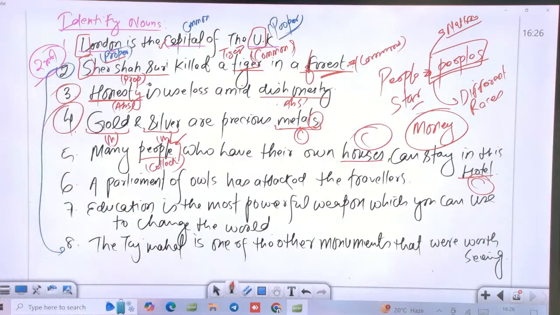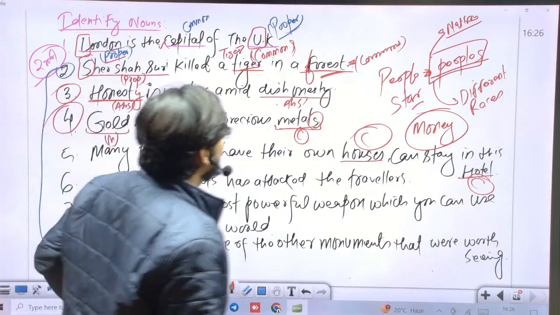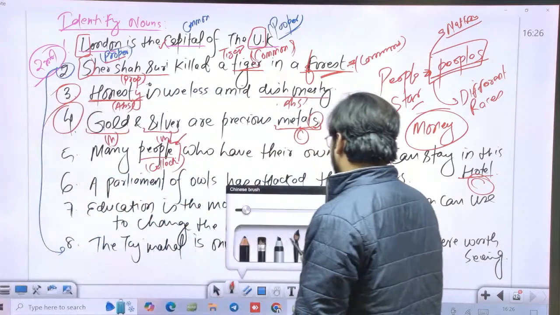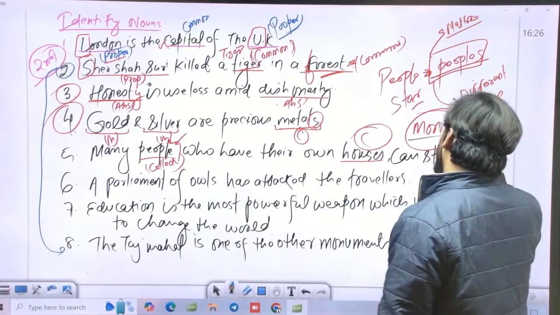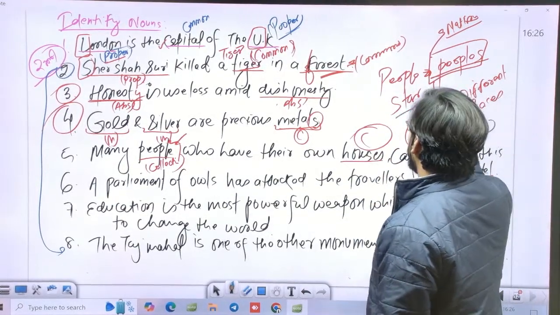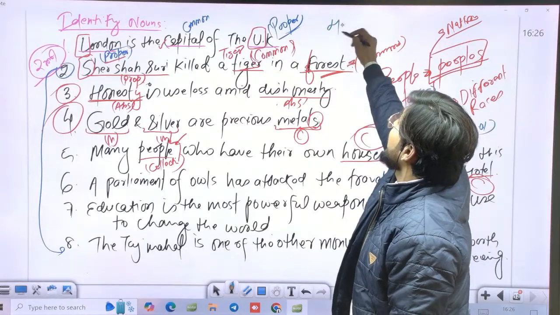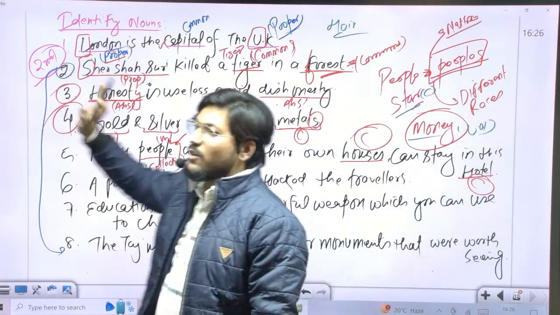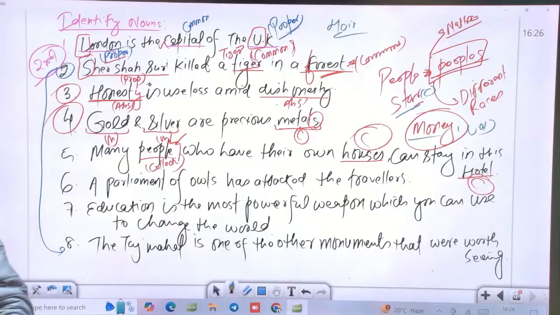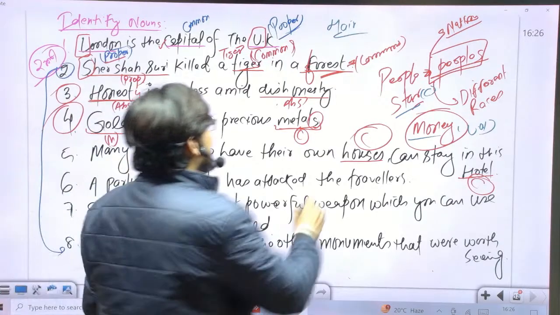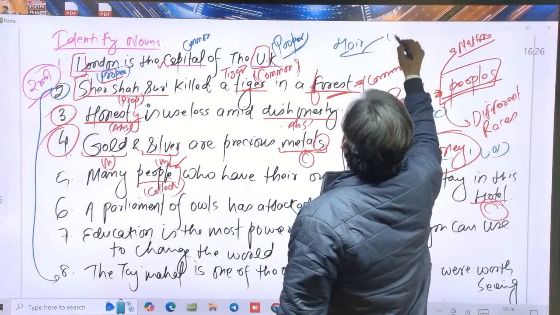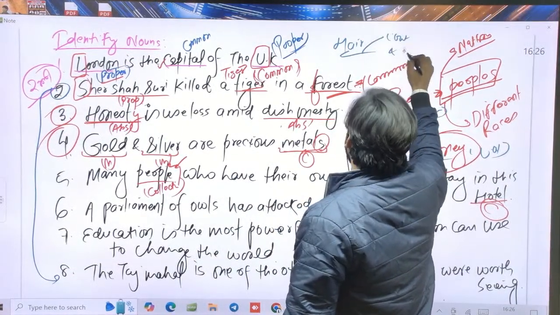Okay, last question is for you. Is this a countable or uncountable noun? Money is uncountable. Star is countable. Is this a countable or uncountable noun? Last question to you is this. This is countable as well as uncountable noun.